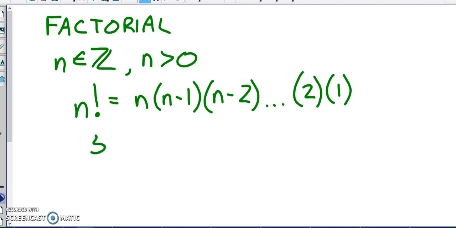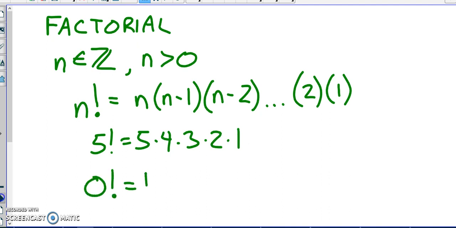So like 5 factorial is 5 times 4 times 3 times 2 times 1. And we define 0 factorial to be equal to 1. That doesn't make a whole ton of sense because, I mean, 0 is not a positive integer, and why would 0 times whatever be 1? But what that does is that makes a lot of math with the factorials work out very, very nicely.